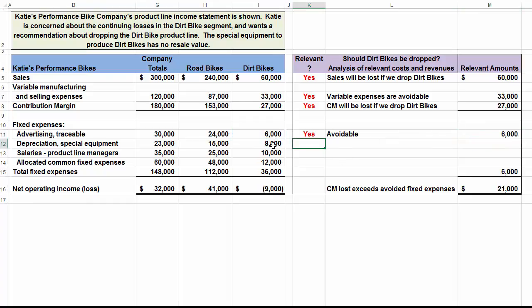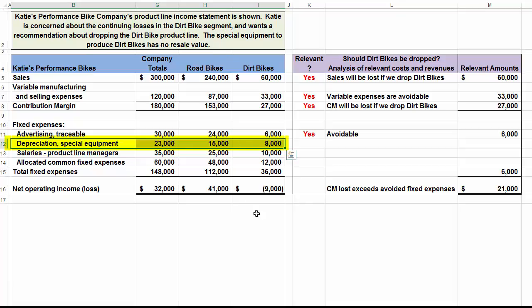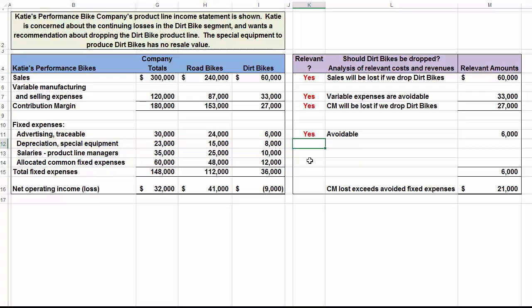What about depreciation? Depreciation on special equipment is $8,000. There's a note in the facts that the special equipment to produce dirt bikes has no resale value. That means we can't sell it for anything if we do get rid of the line. Do you think that this is a relevant cost that we can avoid? And the answer that you've learned is no. Depreciation is not a relevant cost. It is effectively a sunk cost.